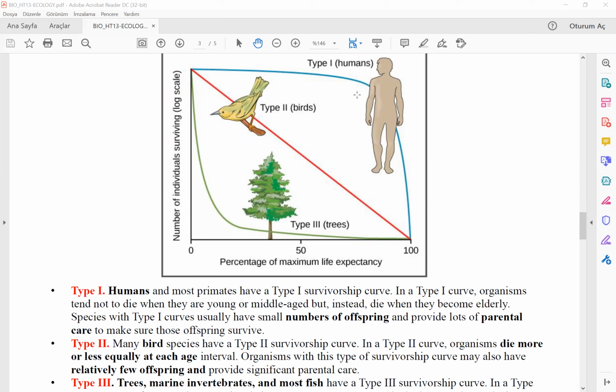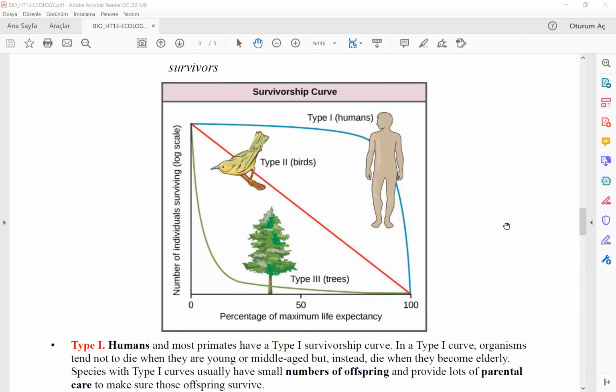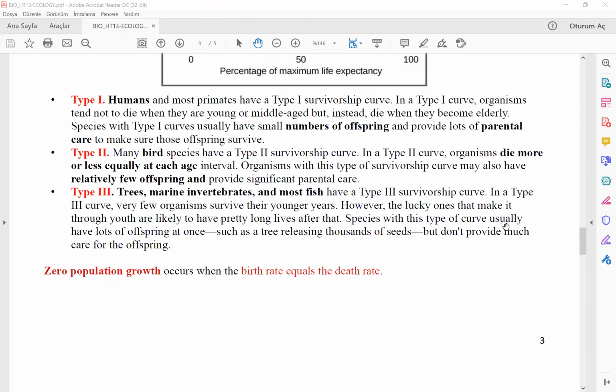But in type 3, for example trees, marine invertebrates, and most fishes, they have many offspring, but they don't show parental care. Therefore, many offspring die at a young age, and few of them can survive. And this is the type 3 survivorship curve. And this is all about this curve.